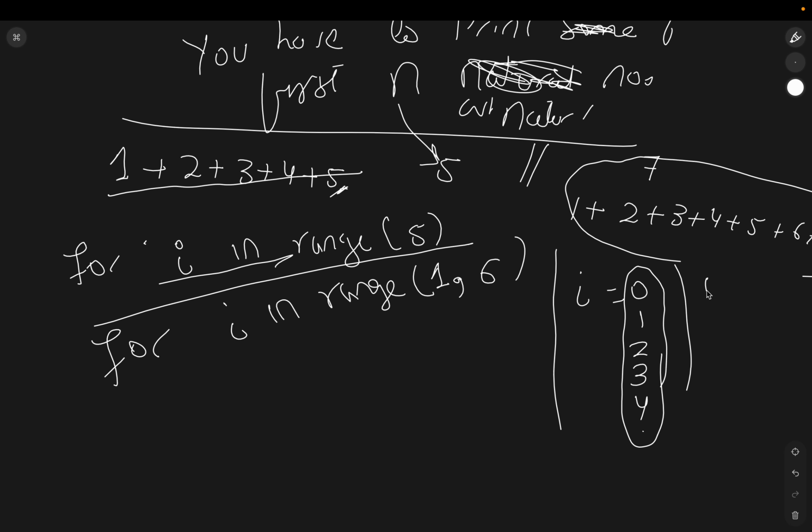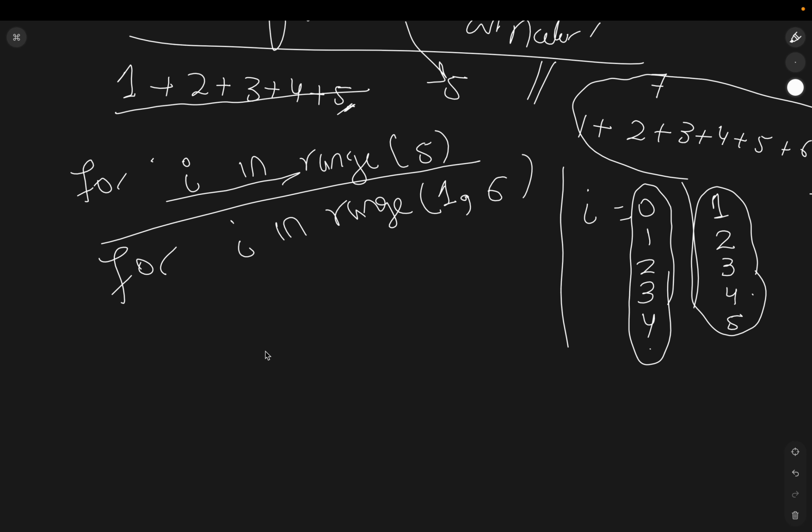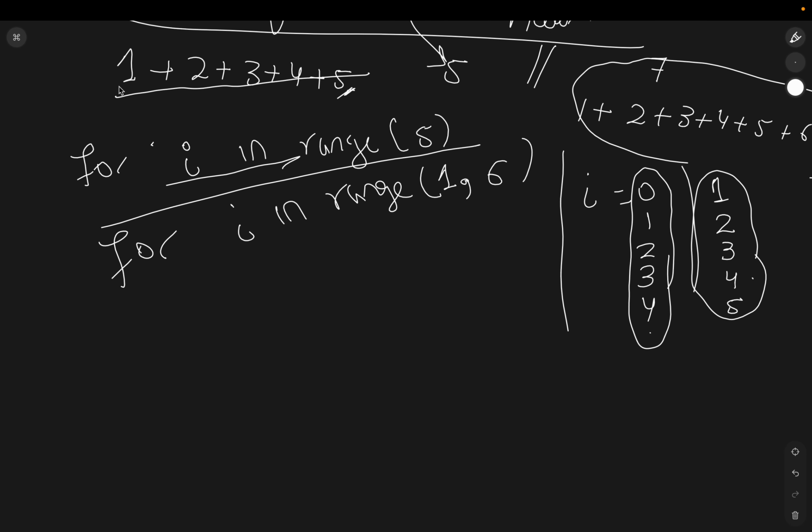Getting this point? Now you know the I value will be like this. In the first iteration it will be 1, in the second iteration it will be 2, third iteration will be 3, then it will be 4, then it will be 5, right? So when the 6 hits, at that time it will stop here. This is also clear.